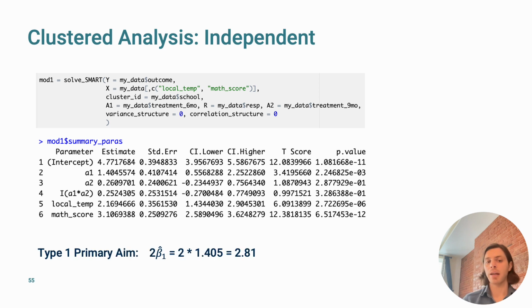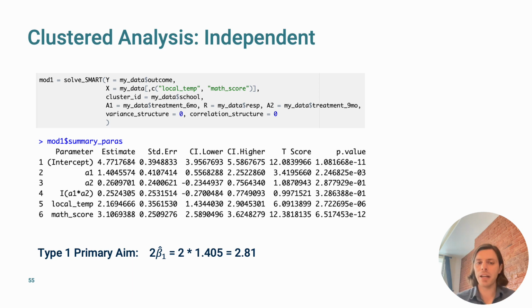And that helps you answer type 1 primary aim of 2 times beta 1 hat equals 2 times 1.405 equals 2.81. That is the effect of the first stage of the intervention. 2 times the coefficient on A2 of 0.26 equals 0.52. That would be the main effect of the second stage of the intervention. The term next to that, I of A1 times A2, that's your interaction effect. And then we can kind of ignore the baseline covariates.